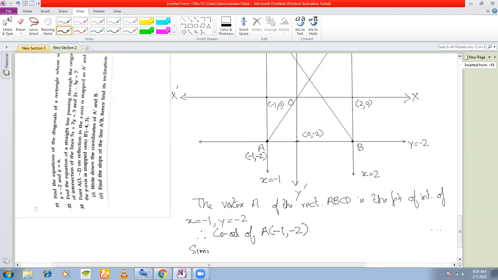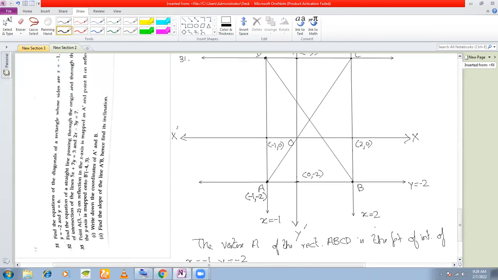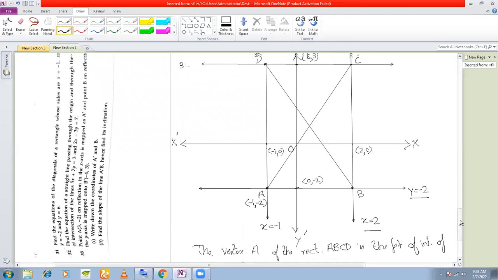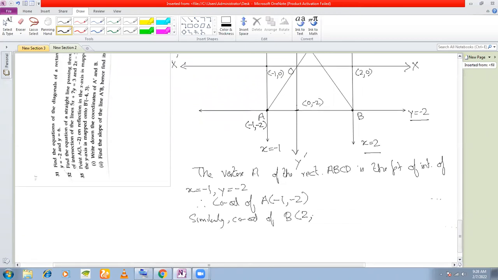Similarly, what should be the coordinates of B? If you see, B is the point of intersection of which lines? The lines x is equal to 2 and y is equal to -2. So therefore, the coordinates of B will be 2, -2. Let's write it here, 2, -2.